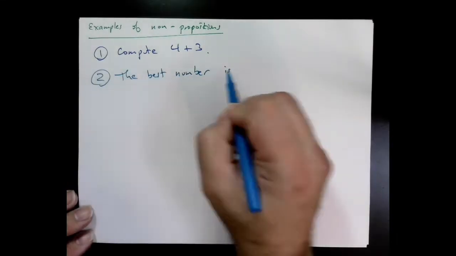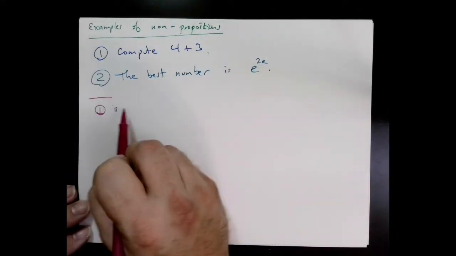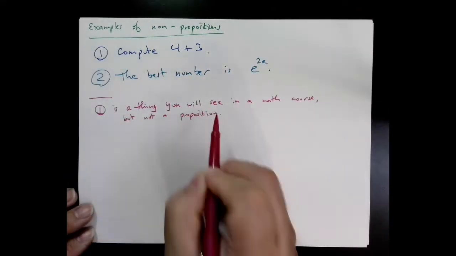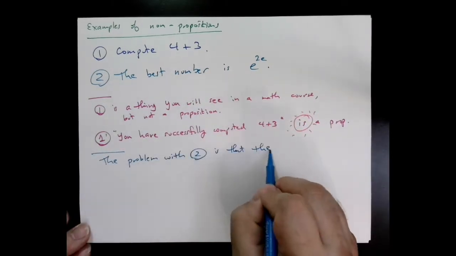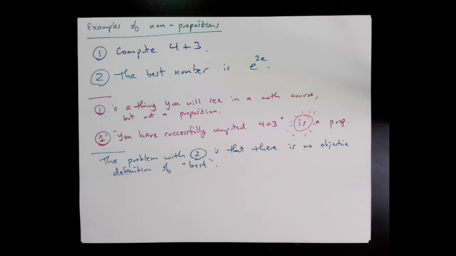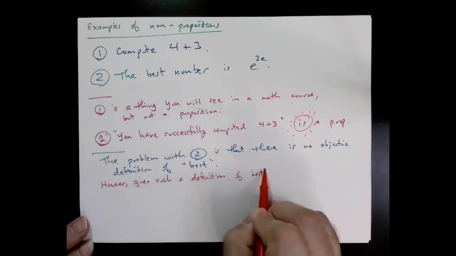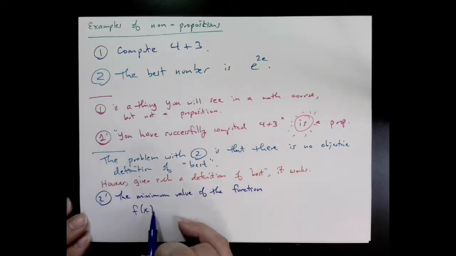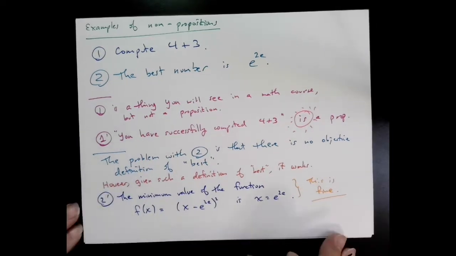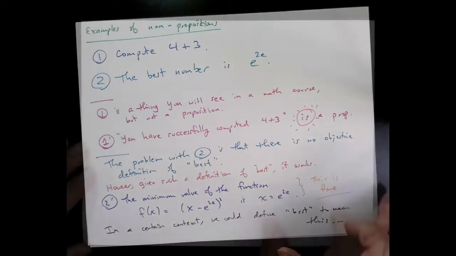Here's some examples of non-propositions. So for example, the statement "compute 4 plus 3" is not a proposition. It's something you'd absolutely often see in a math course, but it's not a proposition in and of itself. It doesn't have a truth value or not. Now, one way to modify this, though, is we could say "you have successfully computed 4 plus 3," and that is a proposition. Another one is "the best number is e to the 2e." Your definition of best and my definition of best may be very different.